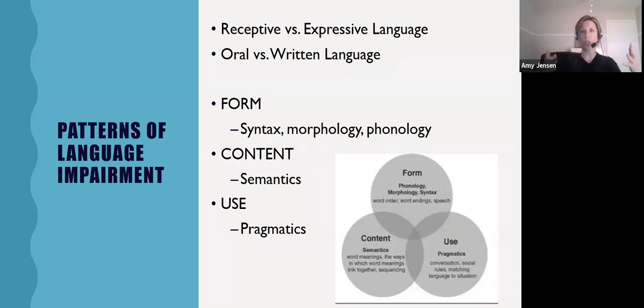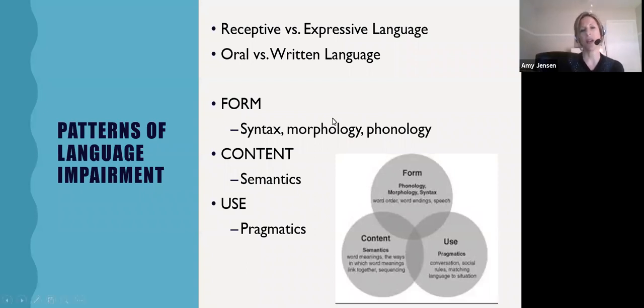Receptive language is everything we hear, understand, comprehend. So that's everything going in, right? And then expressive language is everything coming out. That's what we say, speak, express. And then we also look at different modalities of language, say oral versus written. So that's everything we speak and hear, but also everything we read and write. So we will look at patterns of strength and weakness in those modalities as well.